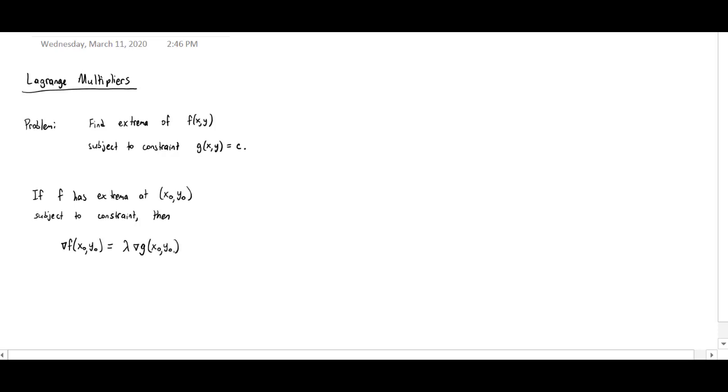So this symbol is a Greek letter lambda, and it's what they refer to as the Lagrange multiplier. Basically, this is saying that if you have an extrema at this point, then the gradient vector of f should be parallel to the gradient vector of g at this point. So that's sort of like a theorem, if you will.